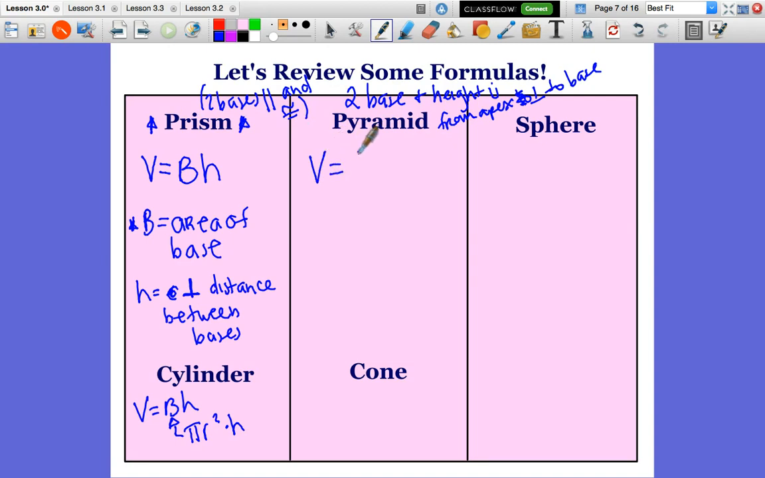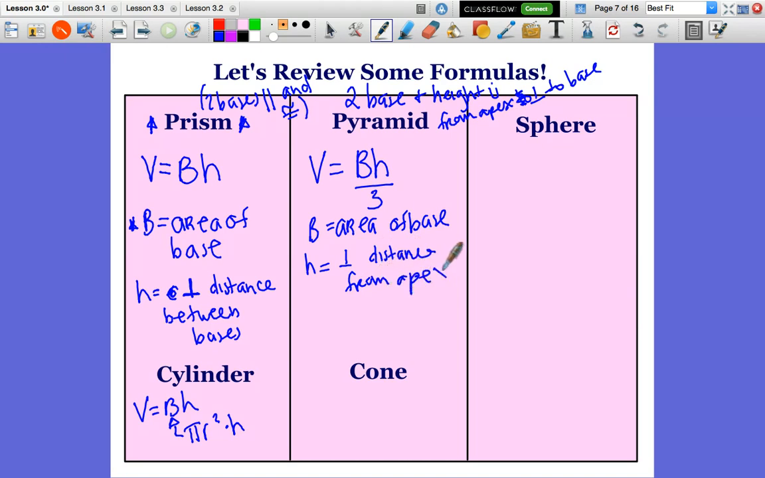So the volume of a pyramid is the area of the base times the height divided by 3, where B is still the area of the base, and H is still the perpendicular distance, but now it's from the apex, kind of like the vertex, the top point, to the base. There's only going to be one base for a pyramid. I don't know why I wrote 2.